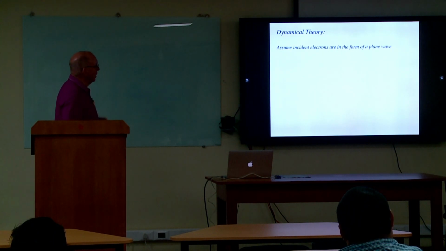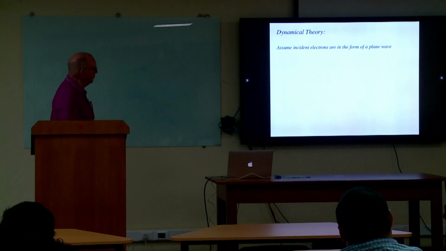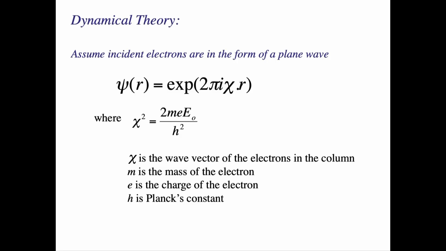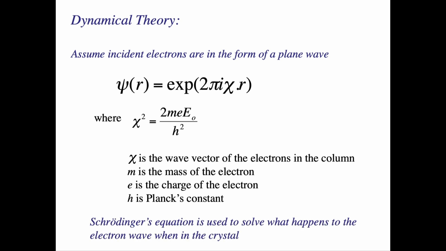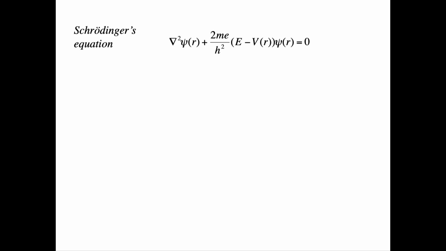So assume that our electrons are incident on the foil in the form of a plane wave. And if we do that, then we have a plane wave like this. This is our wave vector, chi is our wave vector, mass of the electron, charge of the electron, and Planck's constant. You all had that before. And to solve what's happening to the electron wave in the crystal, we can apply Schrödinger's equation. We can get a solution to Schrödinger's equation. And those solutions exist, so we don't have to make that up. We don't have to work on that. They just exist. So Schrödinger's equation looks like that.